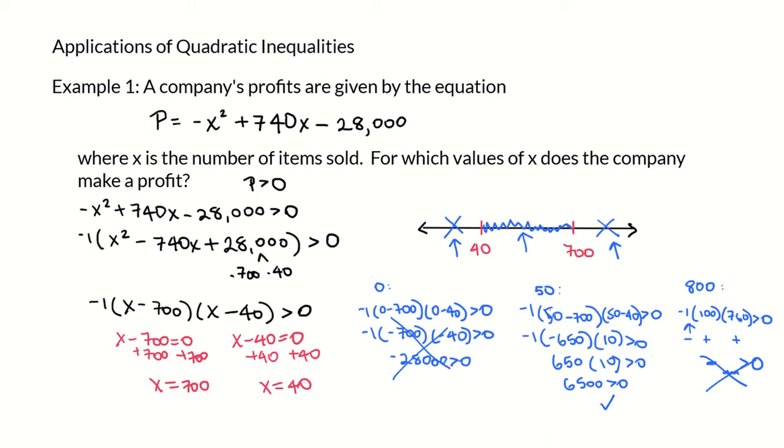So for which values of x does the company make a profit? It's only those values of x between 40 and 700. So written as an interval, that would be (40, 700). Or written as an inequality, we could say that x is between 40 and 700.